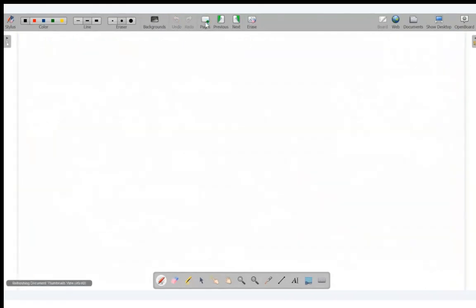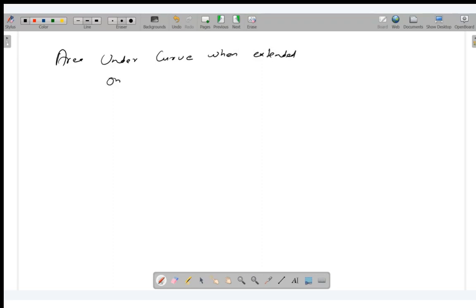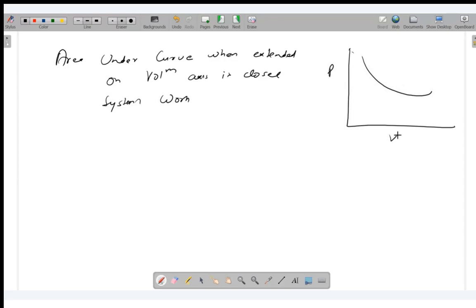Again, if you don't remember, let me write it. Area under curve when extended on volume axis is closed system work. Okay. PV. Where are you going to extend it? Volume axis. So this is your work closed.